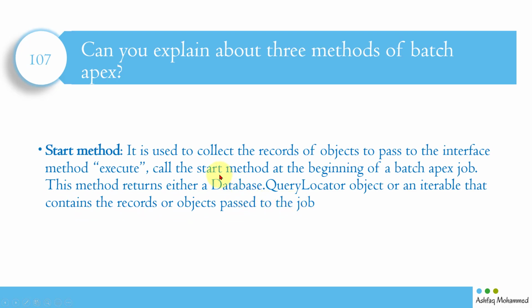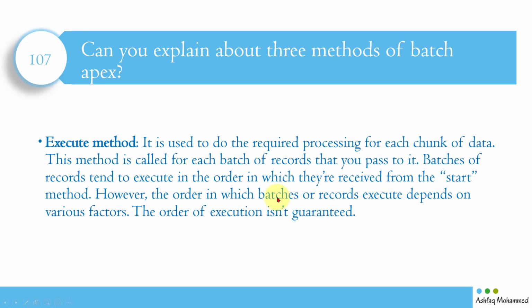So there are two different things. Don't worry about it right now. Okay, we'll discuss it later. But there are two ways to get the data in the start method. First way is database.queryLocator, and the second one is iterable. So for now, just think that we have two ways. We can go into them later on.